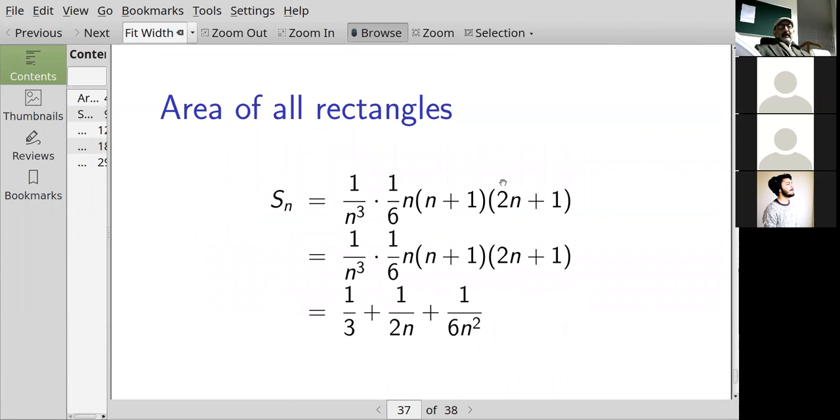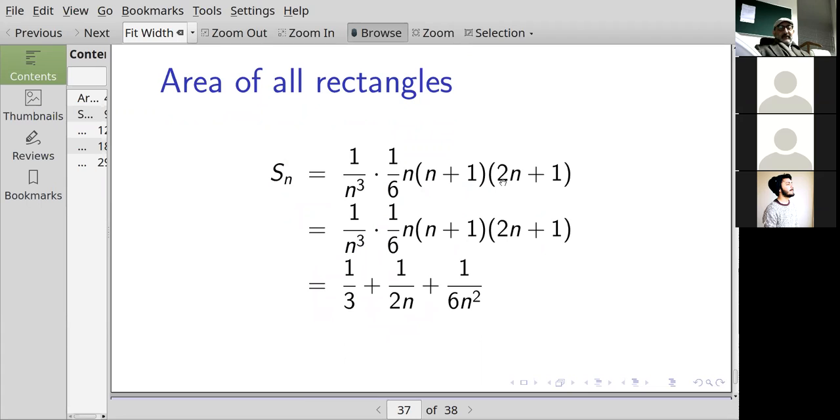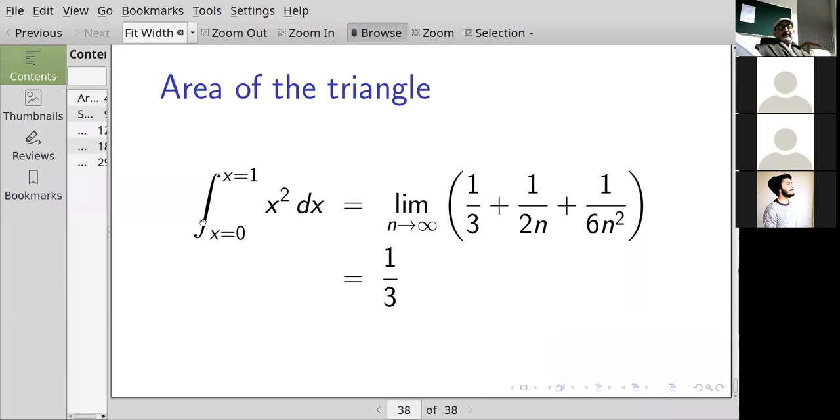Now, I can expand that out to give that the area of all of the rectangles is 1/3 plus 1 over 2n plus 1 over 6n squared. Now I let my rectangles get thinner and thinner, and I get more and more of them. Hopefully in the infinite limit, I approximate the area exactly. So if I take the limit as n goes to infinity, what does Sn go to? 1 over 3. So this notation, the area under the curve y equals x squared from x equals 0 to x equals 1, is the limit as n goes to infinity of 1/3 plus 1 over 2n plus 1 over 6n squared, and that equals 1 over 3.